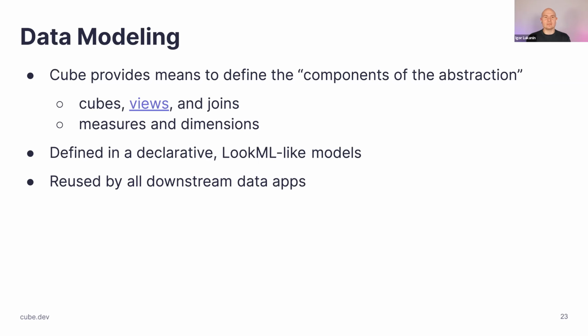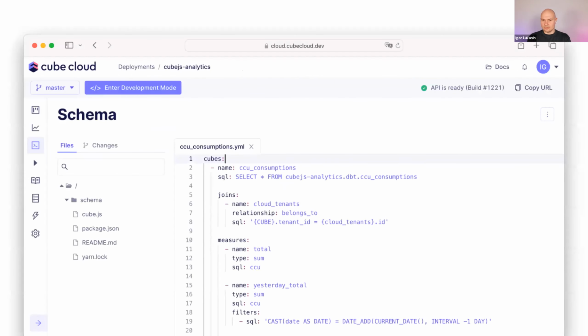But the beauty of the data modeling layer is that this is a single source of truth for a matter of definitions. So whatever you define there will be reused in all data consumers. This is one of the forms, one of the syntaxes in which you can define your data models. It uses YAML, which is one way that you can do that in Cube.